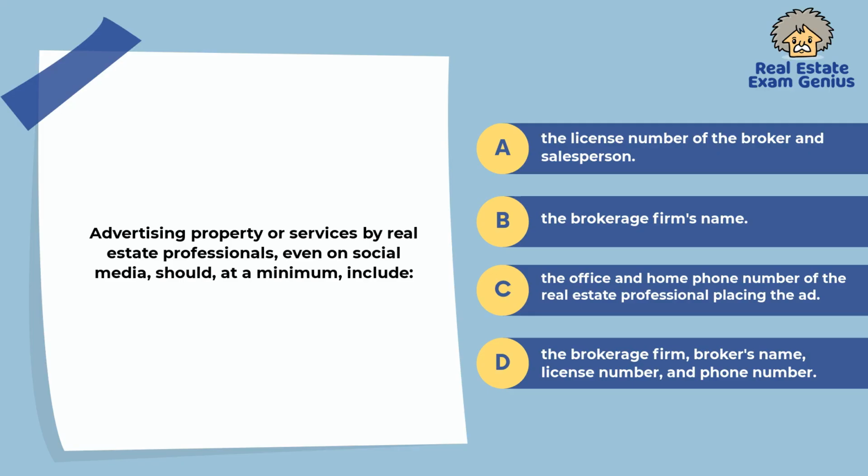Advertising property or services by real estate professionals, even on social media, should, at a minimum, include the license number of the broker and salesperson, the brokerage firm's name, the office and home phone number of the real estate professional placing the ad, the brokerage firm, broker's name, license number, and phone number.